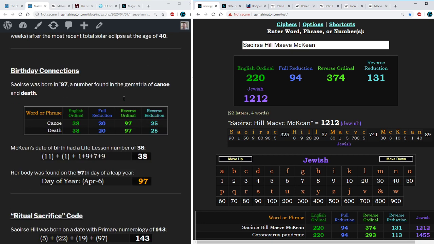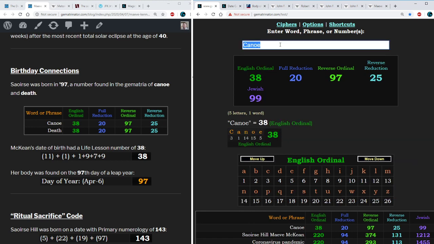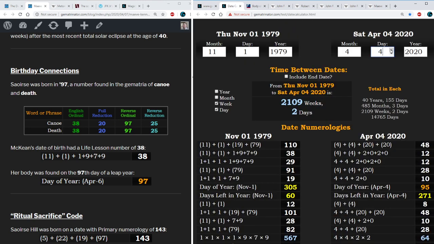And there's actually more connections here. I want to point out how the word canoe has the same gematria in the base 4 ciphers as death. Saoirse Hill was born in the year 97. Both death and canoe equal 97. Her body was found on the 97th day of the year.